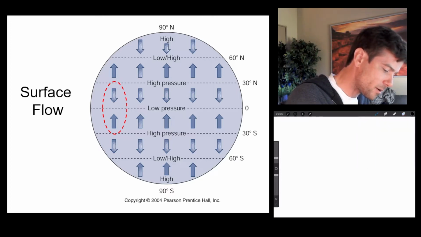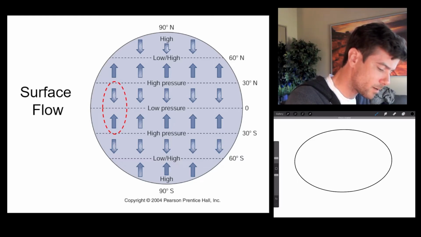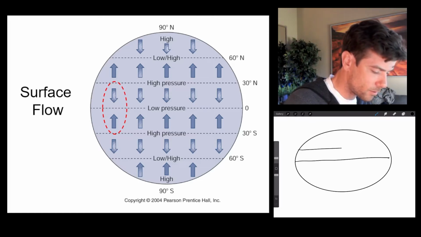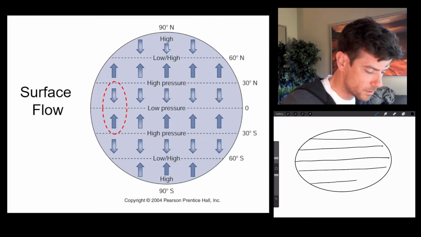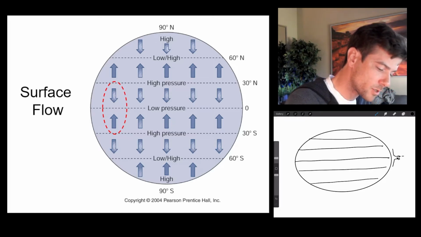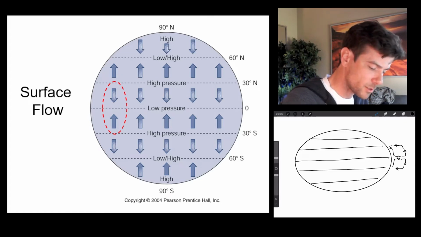So we have the Earth, right? That's the Earth, and we have 30 north and 30 south. Might help to draw it like this. So these are the Hadley cells here, right? They come in this way. The intertropical convergence zone comes out. That's the atmosphere circulating, right?